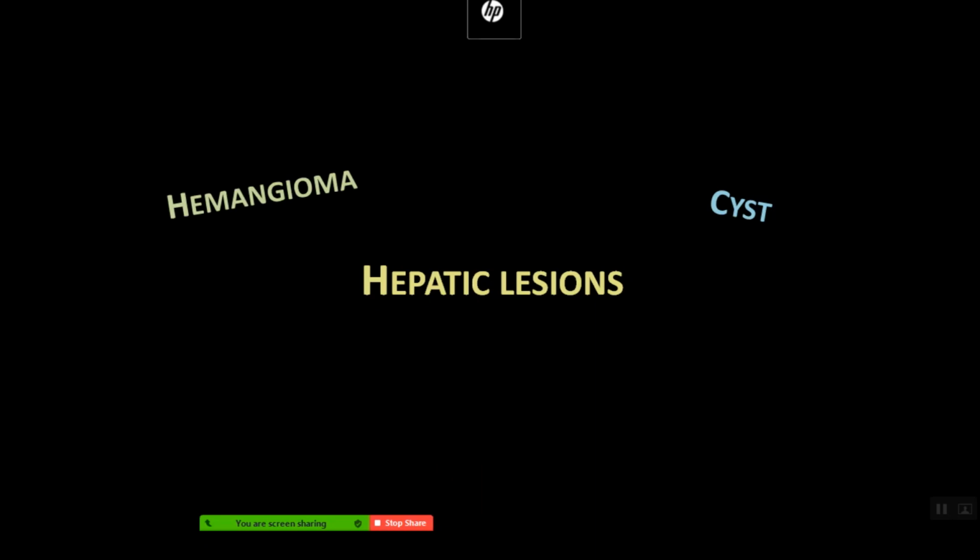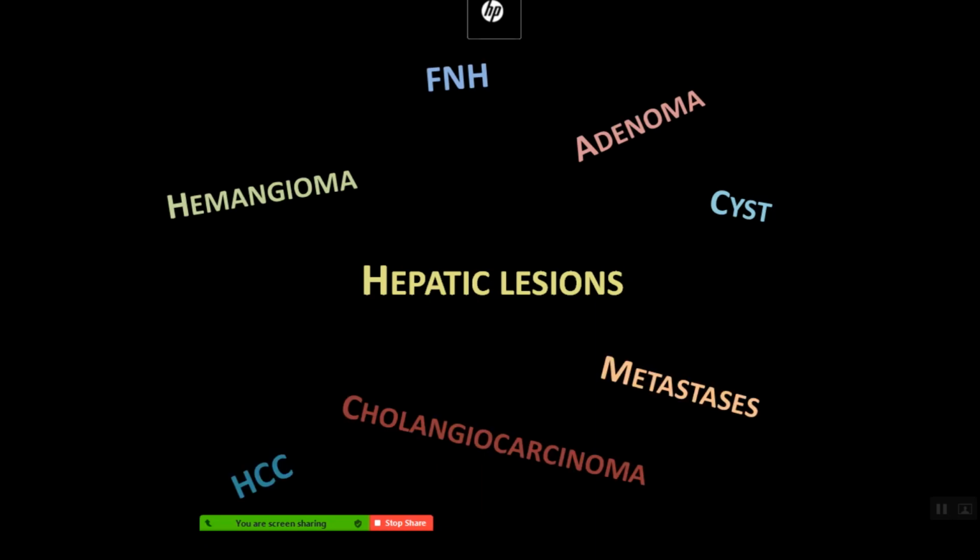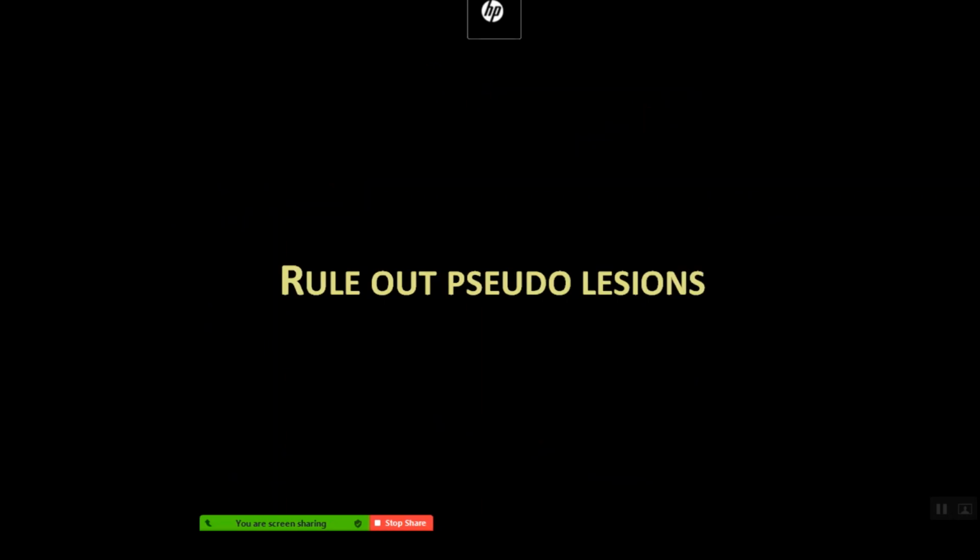So there are different hepatic lesions like cyst, FNH, hemangioma, adenoma, cholangio, HCC, mets, and infections, and then some others also, right? I'm not going to discuss all of them today. But when we see a liver lesion, first thing you have to be sure is that it's a real lesion, right?